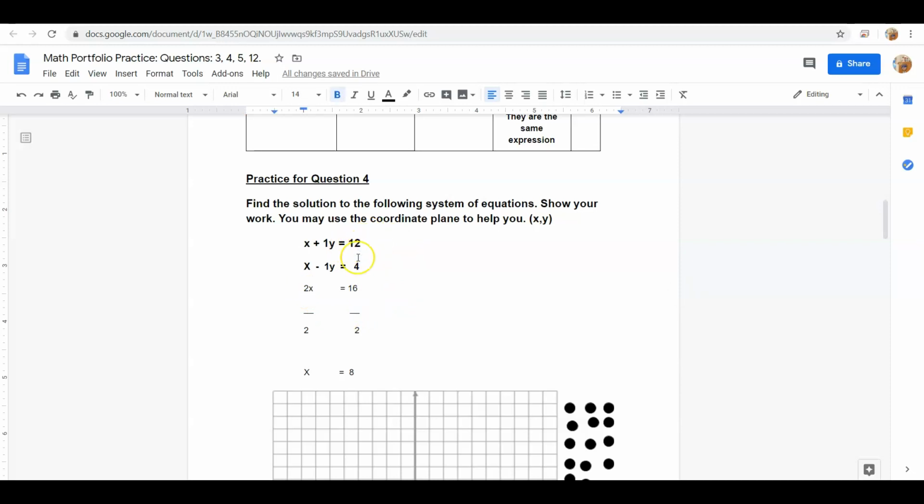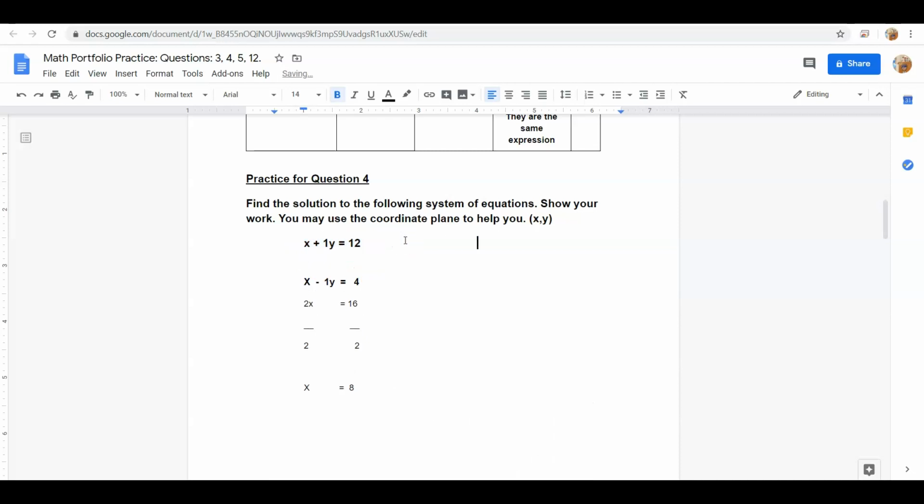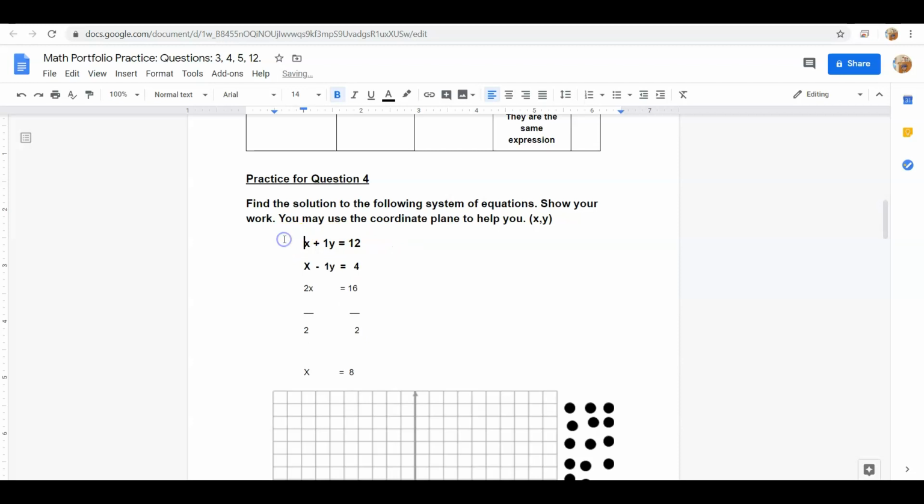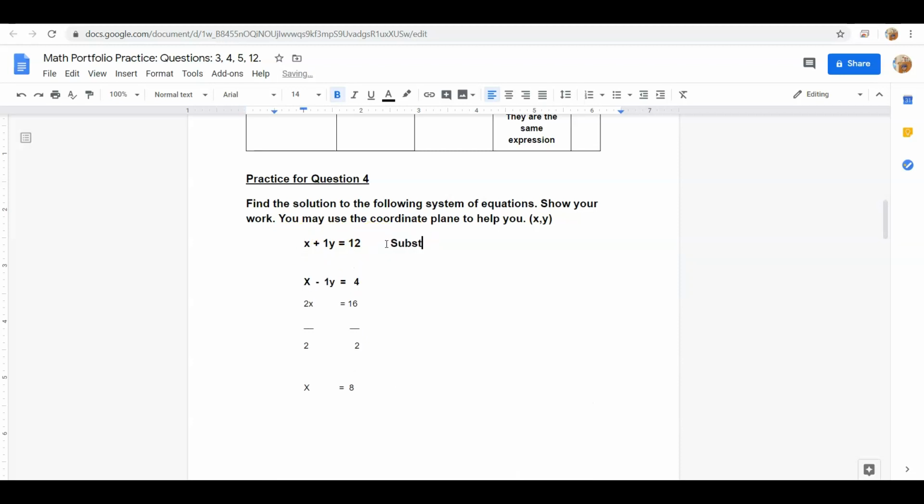Now, the reason why x is so important is we can now take either of these two equations. And I'm going to take this one up top because it's the first one I see. And we could now substitute. So this is elimination. And now we're going to work with substitution.